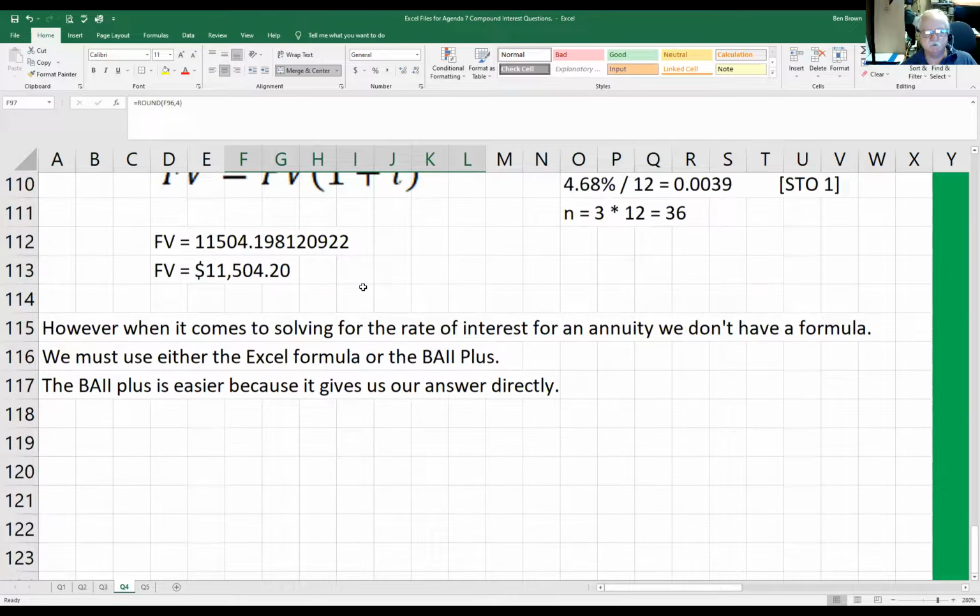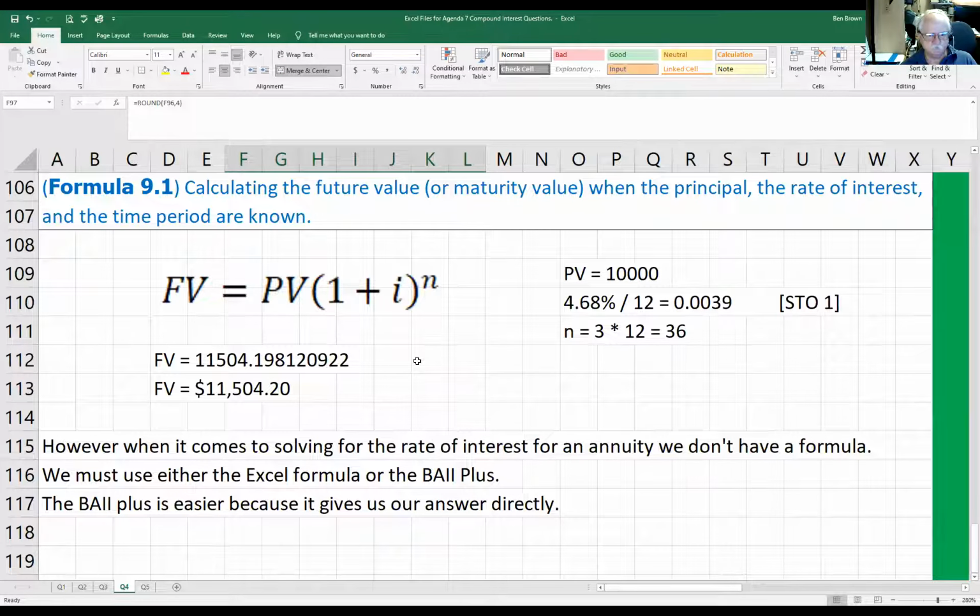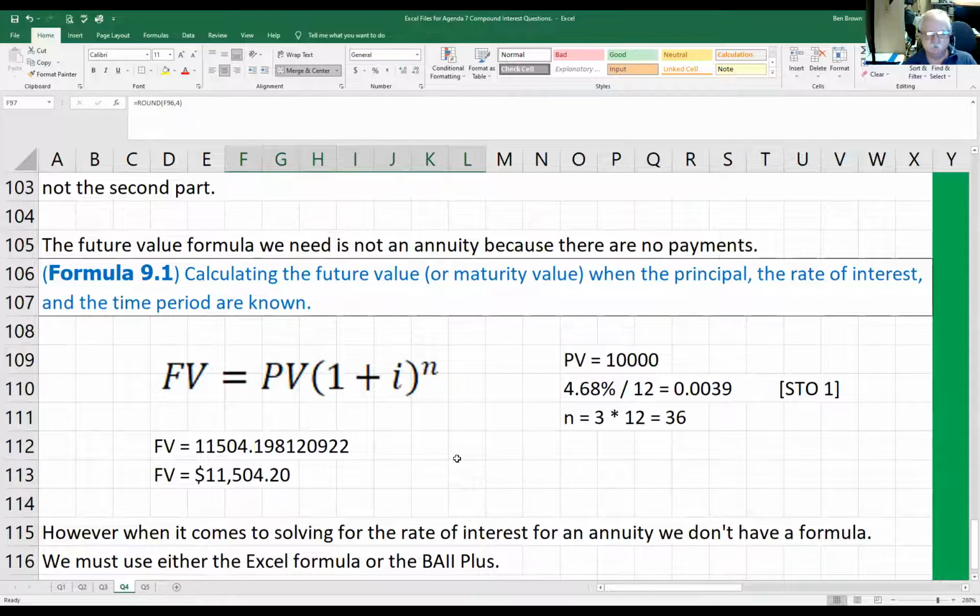But amazingly enough, in your textbook, they don't give us a formula for calculating the rate of interest. They assume we're either going to do it on the BA2 Plus or on Excel. The process of doing it by hand is apparently tremendously complicated and time consuming, and they don't want you doing it that way. So any thoughts or concerns at that point?